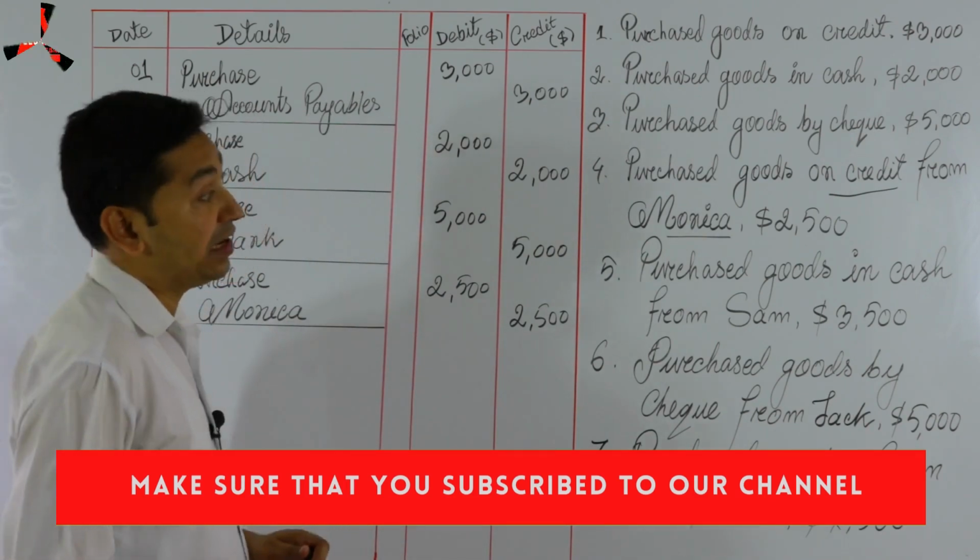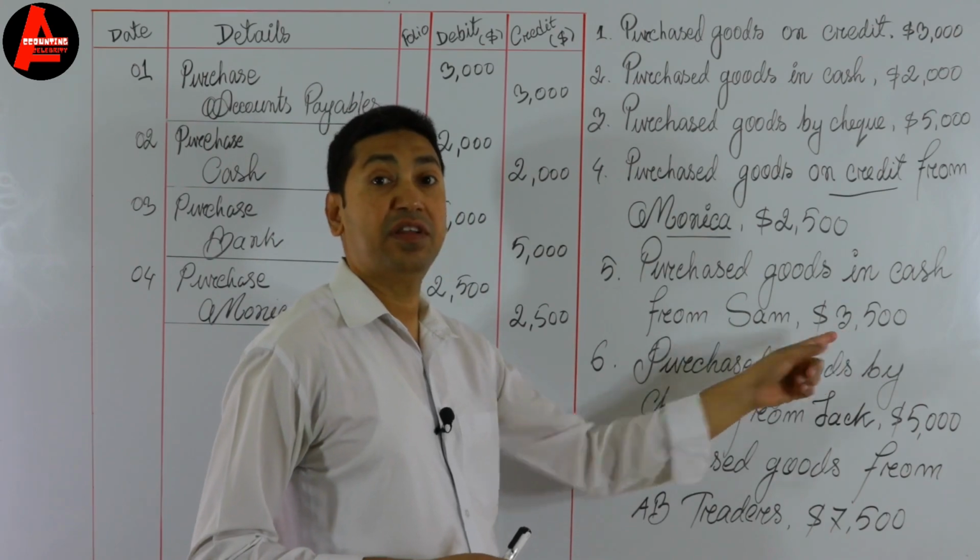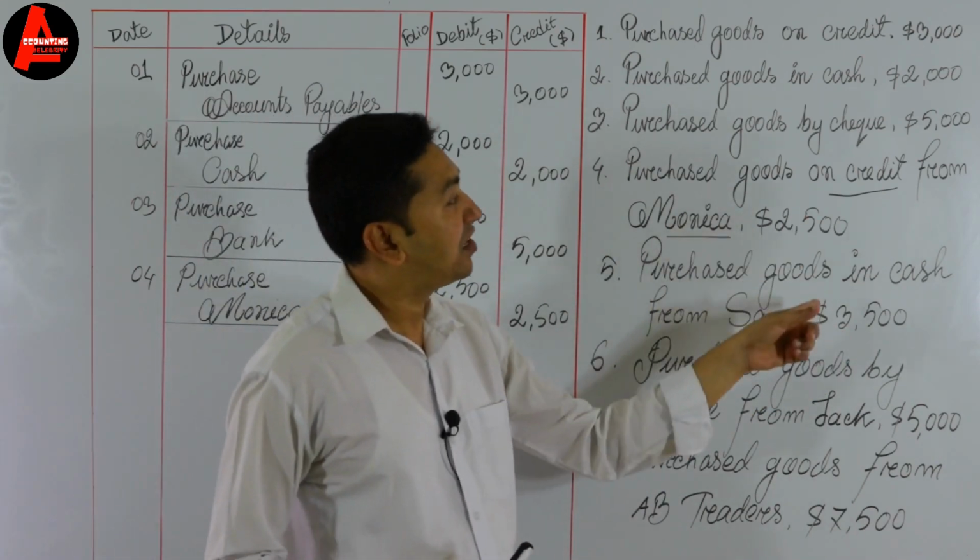So what is 5? Purchase goods in cash from Sam, $3,500. What do you see as the difference?